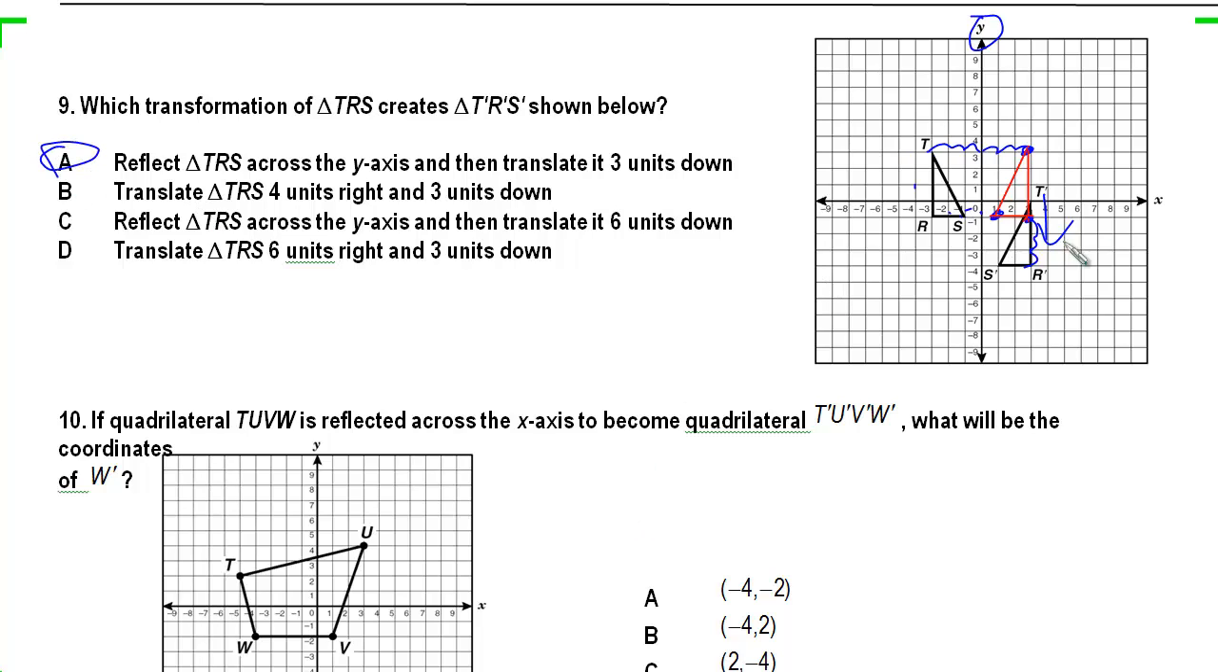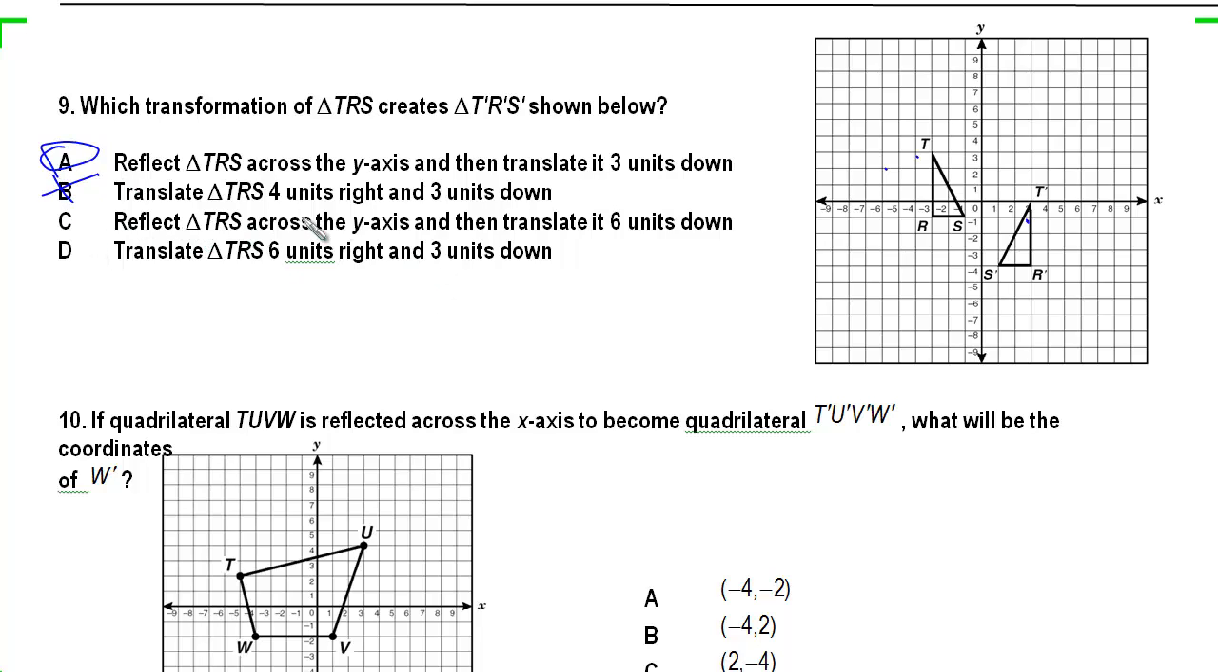Now if I can't figure that out, this is multiple choice, so I could always work through the 4 possibilities to see which one does what I need it to. Like if I looked at, say, B here, this one says it translates 4 units right, 3 down. So I just move all these 1, 2, 3, 4, 1, 2, 3. So there's T prime. Is that where it needs to be? No, so I know it can't be B, so I could eliminate that choice.